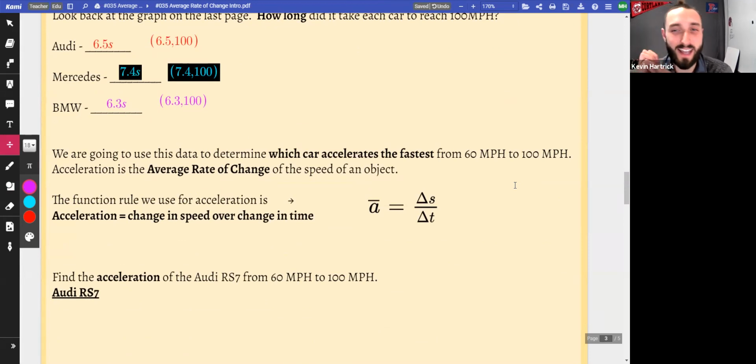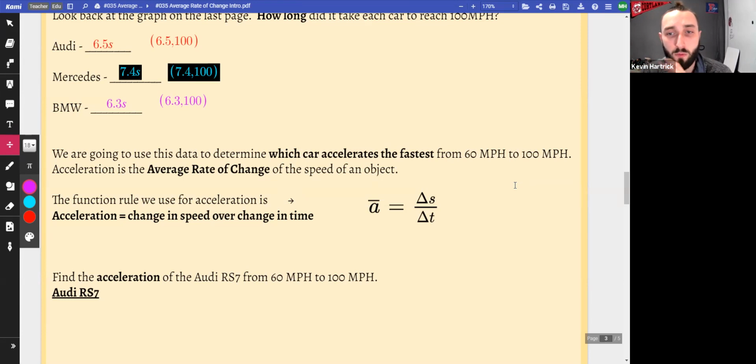So we're going to use this data to determine which car accelerates the fastest from 60 miles per hour to 100 miles per hour. Acceleration is the average rate of change of the speed of an object. So how much the speed is changing over a certain amount of time. So the faster it is, the higher the acceleration. The slower it is, the slower the acceleration. Okay. So high acceleration means it's going faster, or it's speeding up quicker.